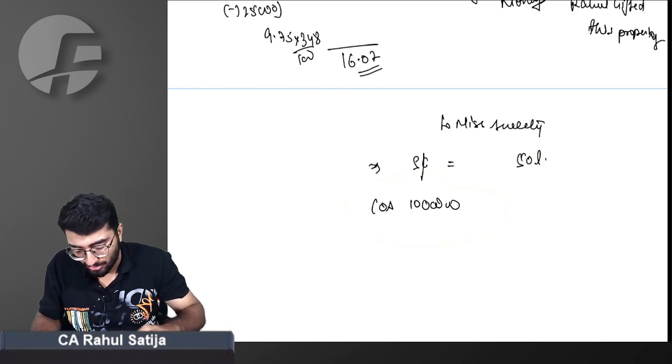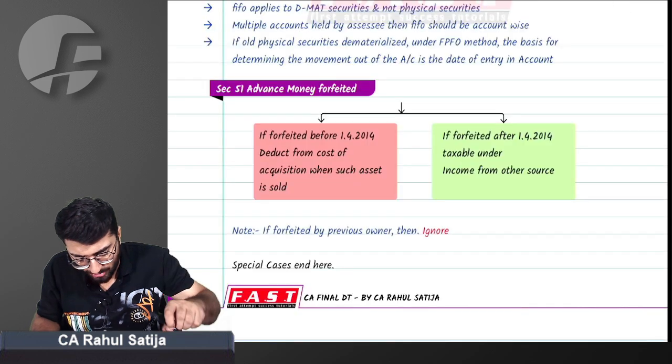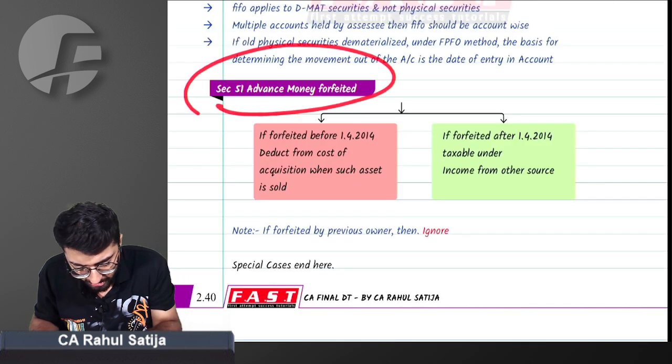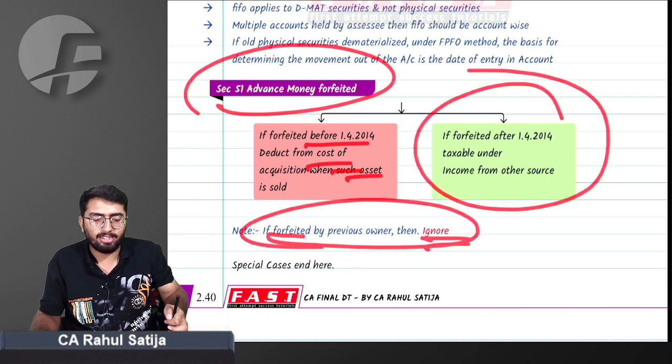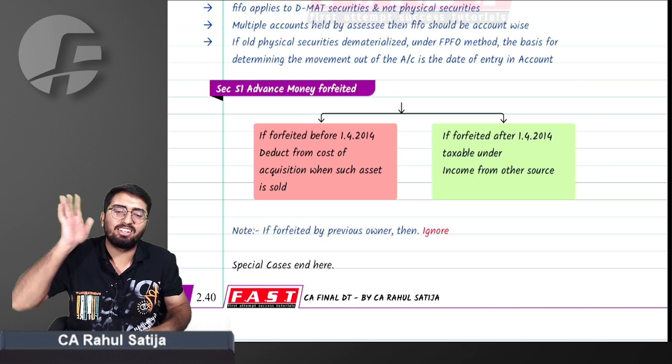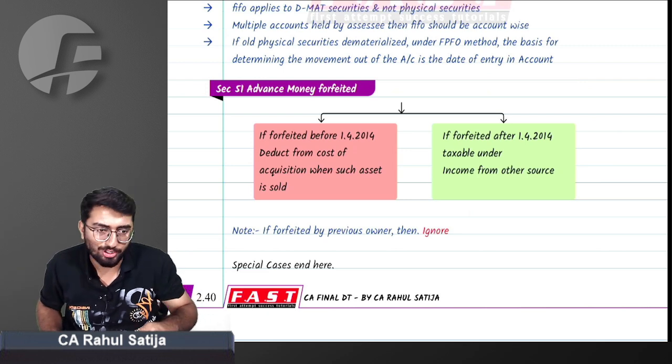Did you get this point or not? This is what is written here. Advance money forfeited before 1/4/2014 is reduced from cost of acquisition. If forfeited by the previous owner, then ignore. Forfeited after 1/4/2014, then taxable under income from other sources. These were all your special cases.